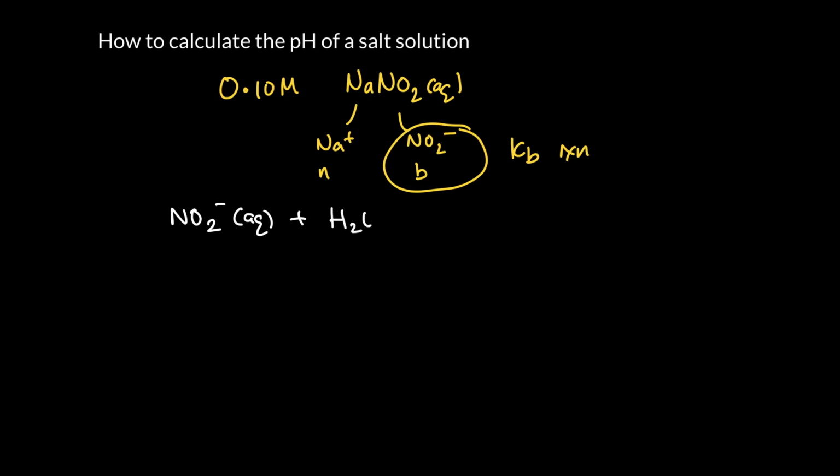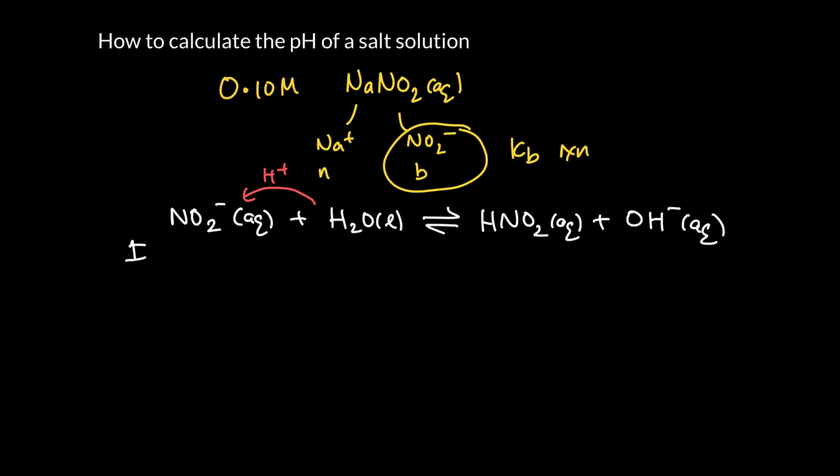The Kb reaction is where it reacts with water. And if you remember, the base is acting like a base because it's capable of accepting a proton from water. So that's going to turn it into nitrous acid. And water is going to lose a proton, so it's going to form the hydroxide ion. Of course, that is what makes it a base, right? Remember, Arrhenius said bases are things that increase the hydroxide concentration.